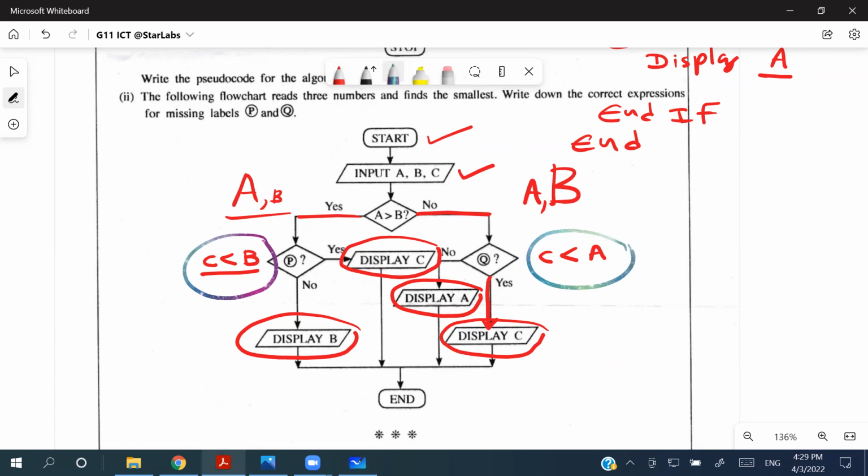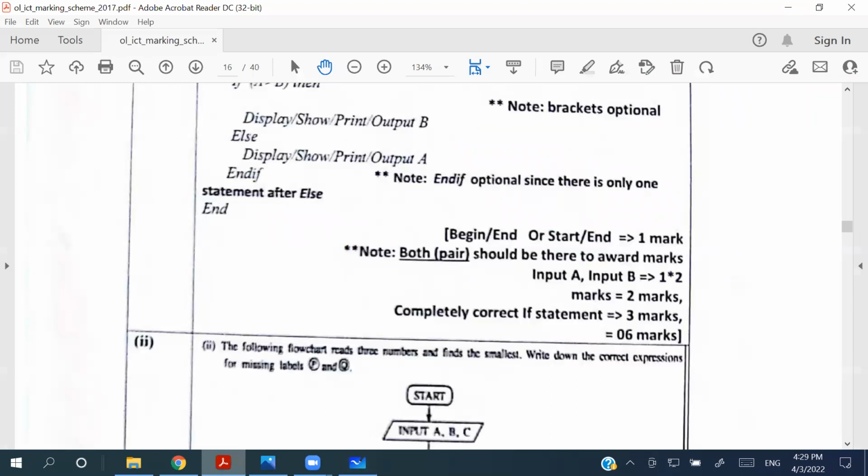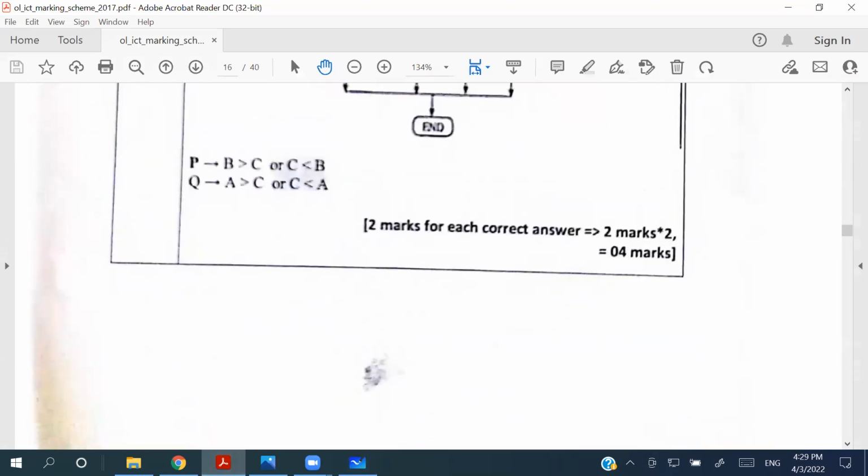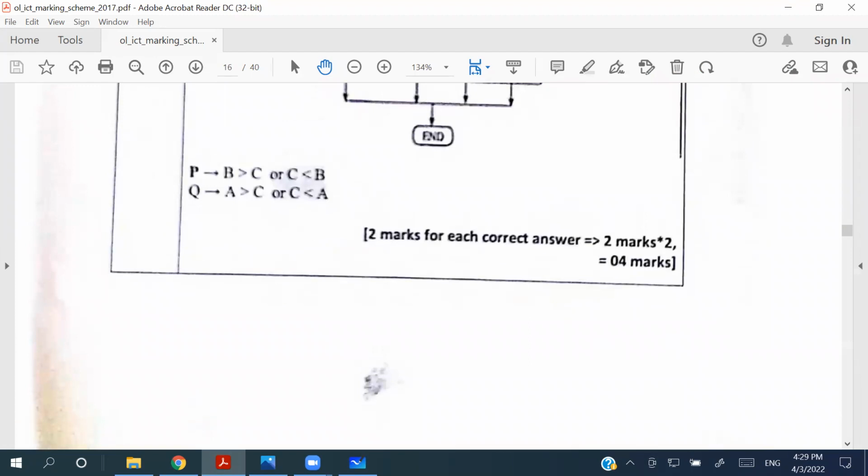Let's check the marking scheme as well. Yeah, C less than B. Or you can write it by changing the side with the changes of the operator as well. However, C should be on the smaller side. The other two letters should be on the bigger side. So 4 marks is given for that. And that's how the last question ends.